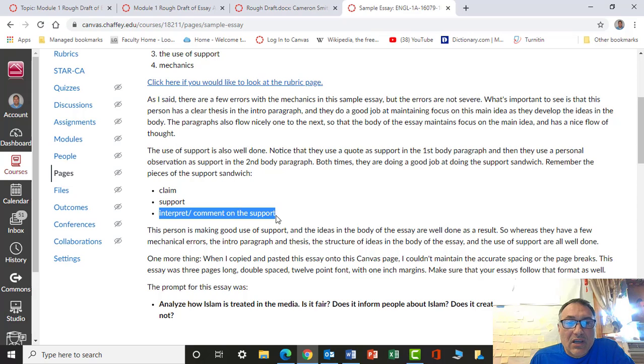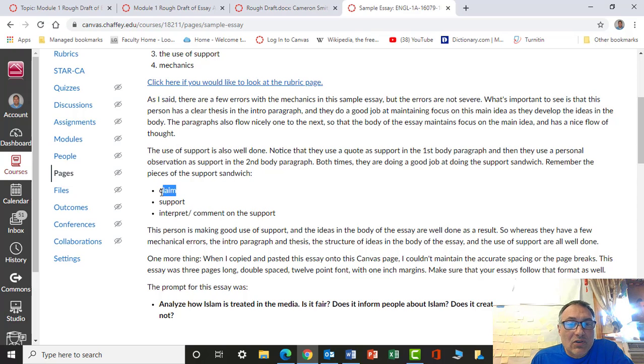I often call this a support sandwich. The reason I call it that is because right in the middle there's the support, and then you've got your ideas before and after it. At the beginning, you're telling us what you want to communicate, the main idea of this particular section of the essay. After the support, you've got your interpretation or commentary on the support. What does it mean, and how does it back up the main idea you're talking about in this part of the essay? So you can see why it's a sandwich, right? You've got your ideas before and after the support that's in the middle.